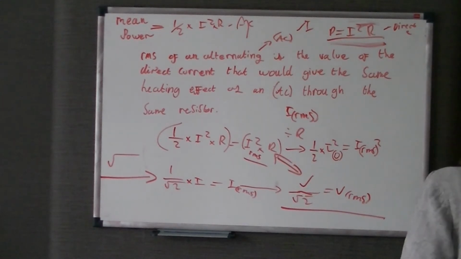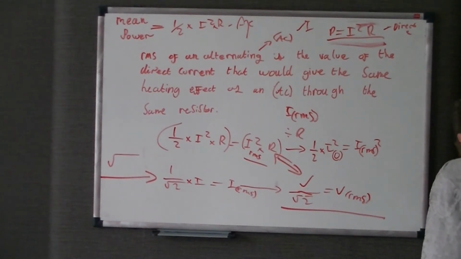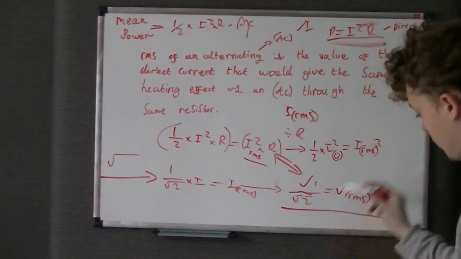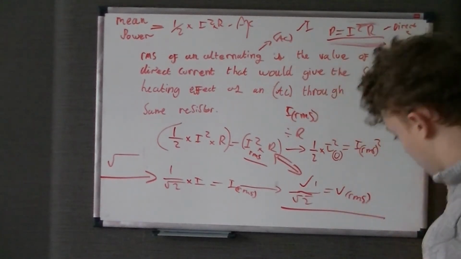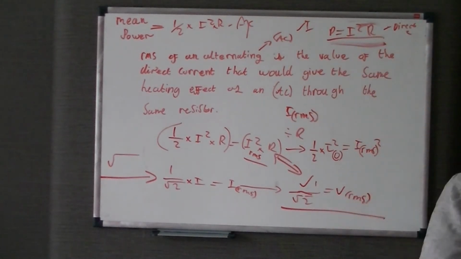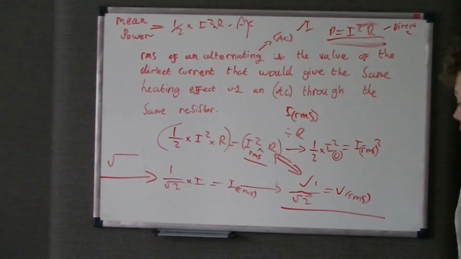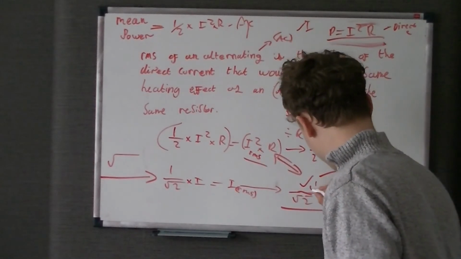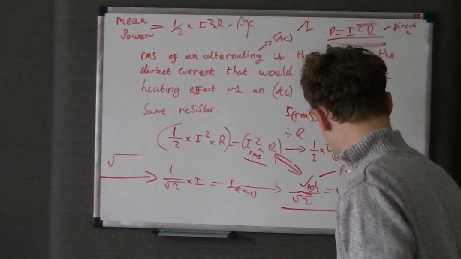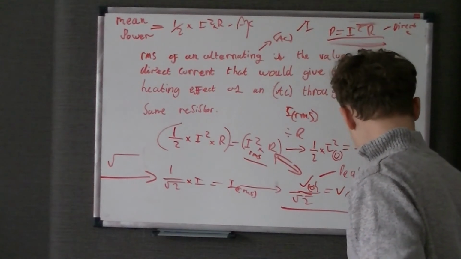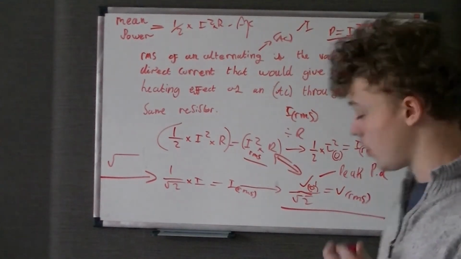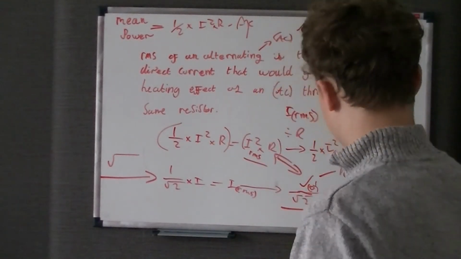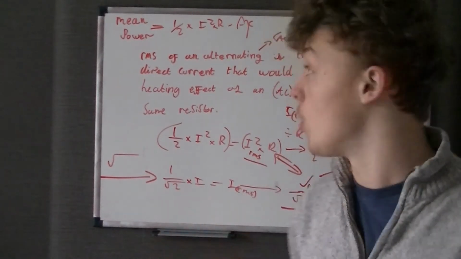So the root mean square value of a current or a PD is the V or the I, whichever one you're testing, over root 2. So that V is the peak value, or the peak potential difference or the peak current. So that's just the peak. That should be V0. So that's the peak PD over root 2 is equal to the current or the potential difference of the root mean squared.